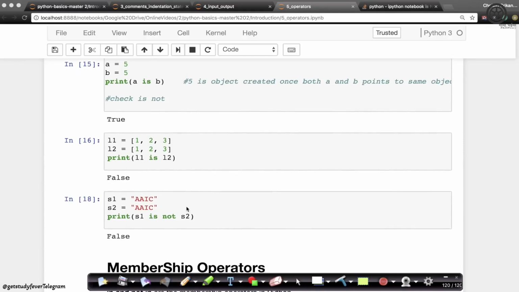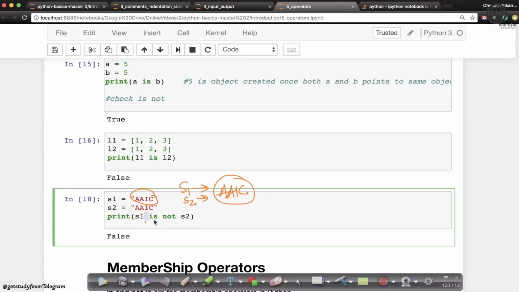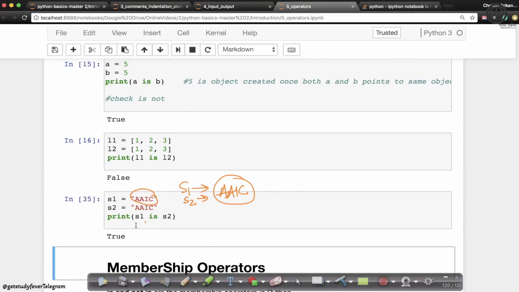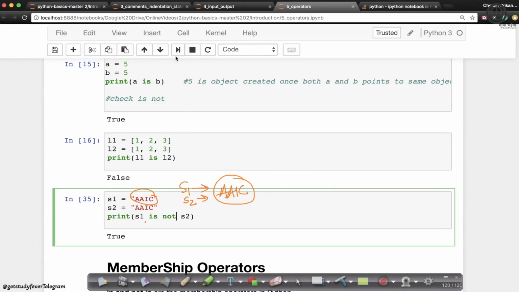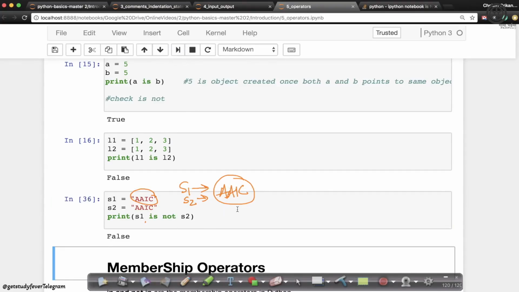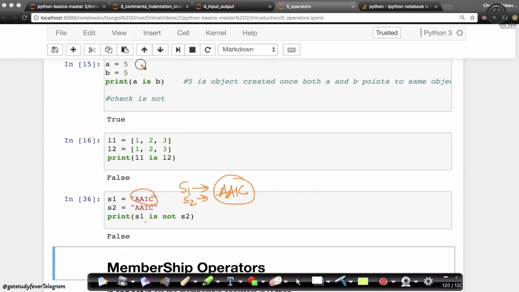What about strings? Even for strings, it's the same as numbers. I have S1 and S2 with the same string. You might assume that the string is created in memory, and S1 and S2 both point to it. And that's true, that's exactly how strings work. So if I run this, I get true. I could say is not, then you get false. So even for strings, everything works just like numbers. Only for slightly more complex data types like lists, tuples, etc., it doesn't work.